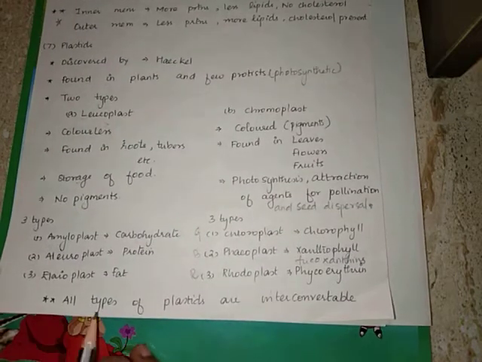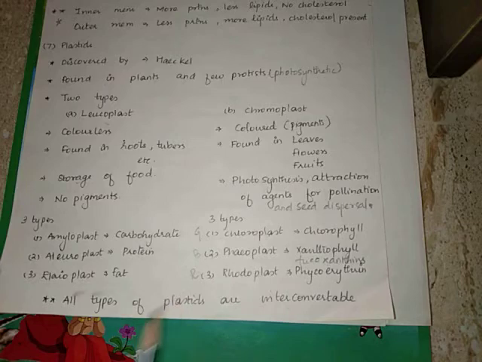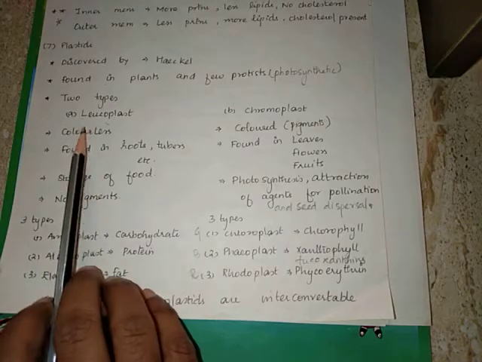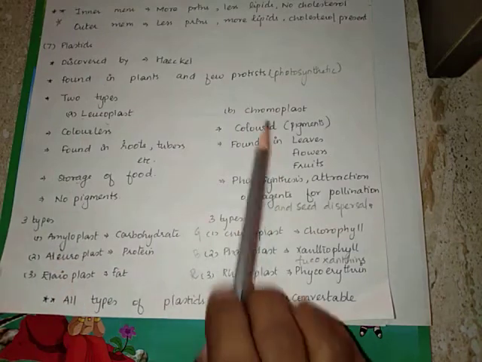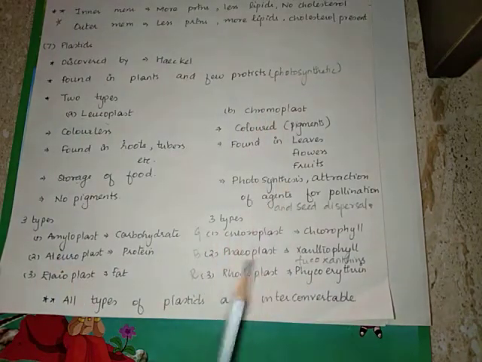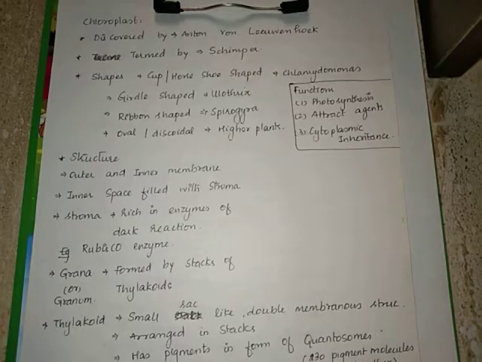And all the types of plastids are interconvertible based on the need of the plant, whether they have to function as leucoplast or chromoplast. If it is leucoplast, any of these, and if it is chromoplast, any of these. So all these forms are interconvertible, and this interconvertible nature depends on the need of the plant. And the most important type of plastid present in plants is chloroplast.